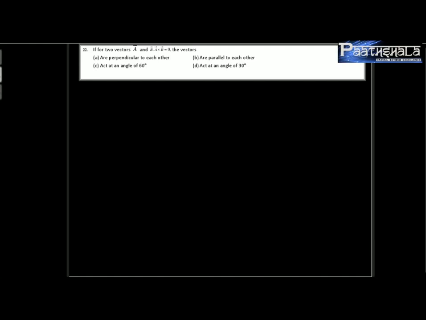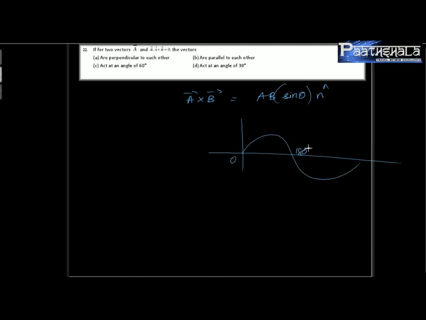For two vectors A and B, if A cross B happens to be 0, then the vectors have to be parallel or anti-parallel to each other, because A cross B involves AB sine theta n hat. And sine theta can be 0 only when theta is 0 degrees, 180 degrees, 360 degrees, and so on. So theta has to be either 0 or 180 degrees. So the vectors are parallel to each other. Perpendicular, no. 60, no. 30, no. They have to be parallel to each other. The answer to this is B.